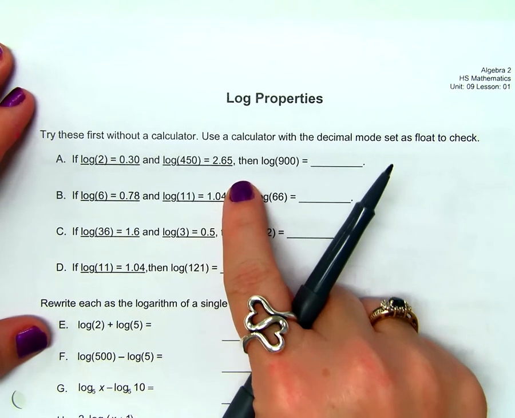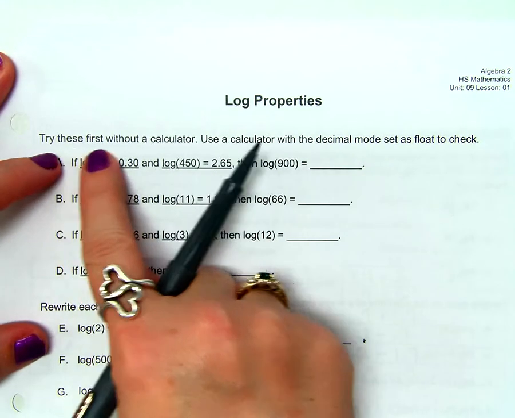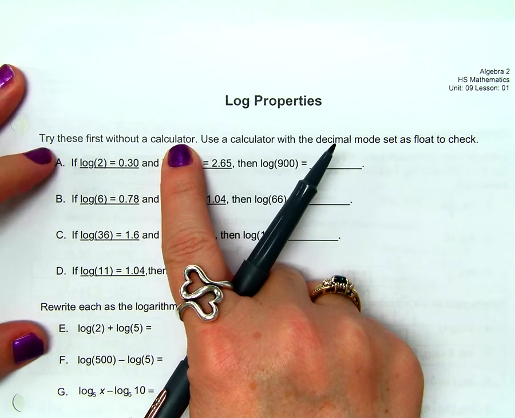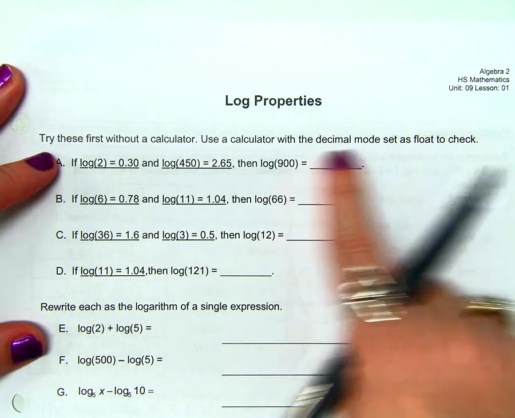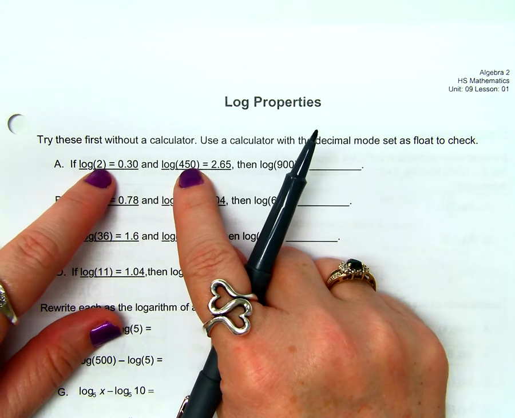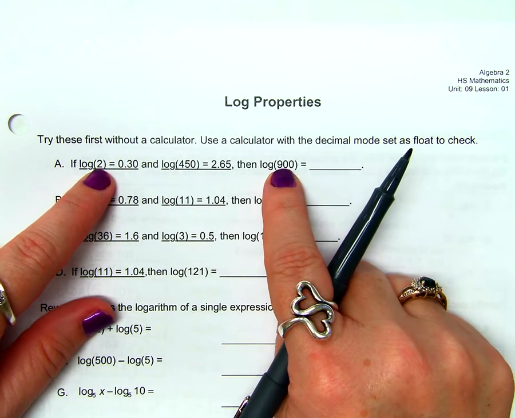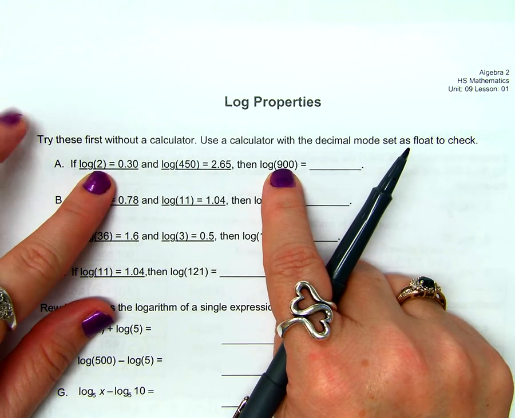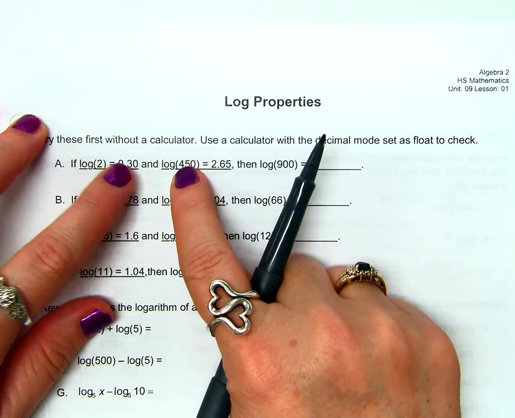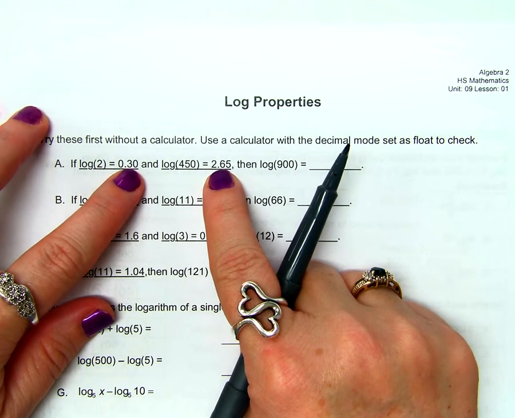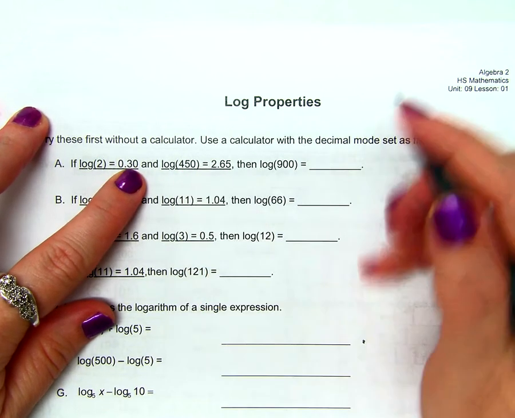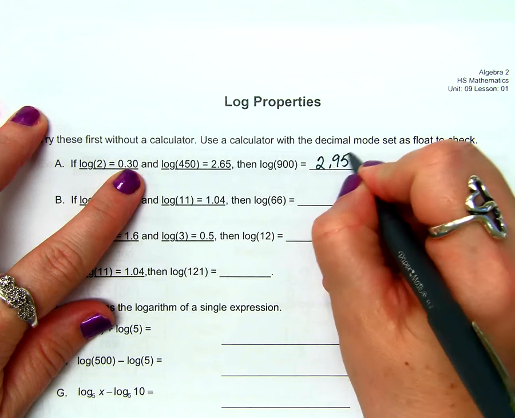So let's start right here with A. It says first try these without a calculator, and we're going to follow those directions. Then we'll use a calculator to check in just a moment. What do we do to these two arguments to get this argument? Multiply. Isn't 450 times 2 equal to 900? So what do we do with these two answers then? If I multiplied these numbers, what do I do with these numbers? Add. 2.95. Done.